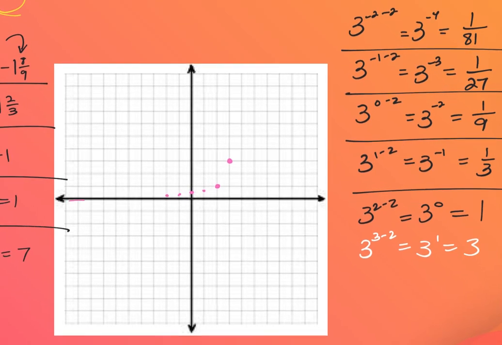Your horizontal asymptote is back to 0 because there's no vertical shift, and my curve is increasing as I move from left to right.